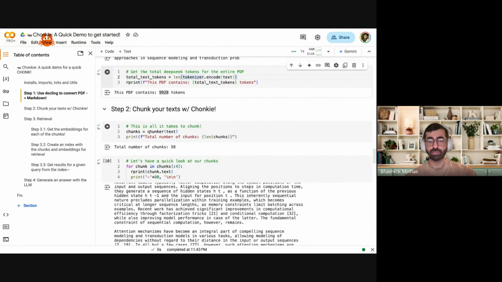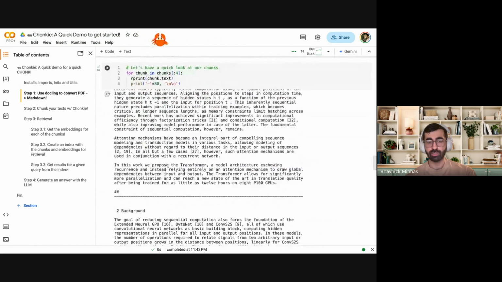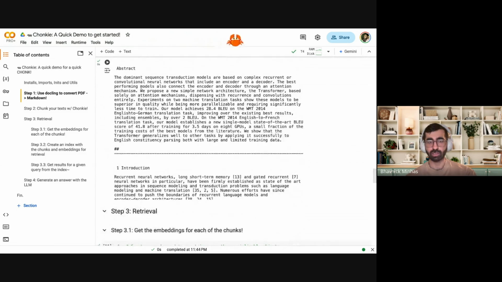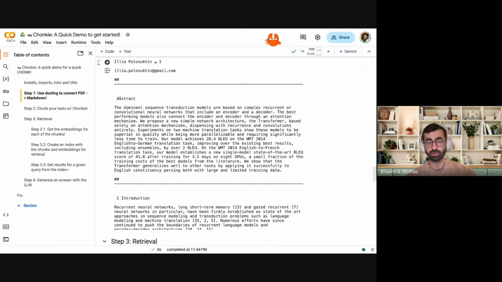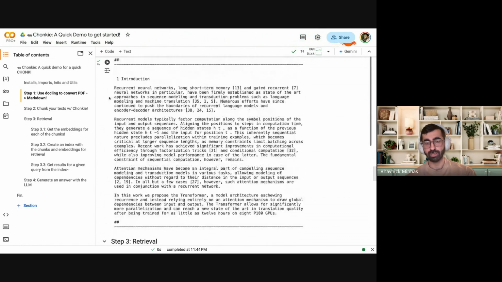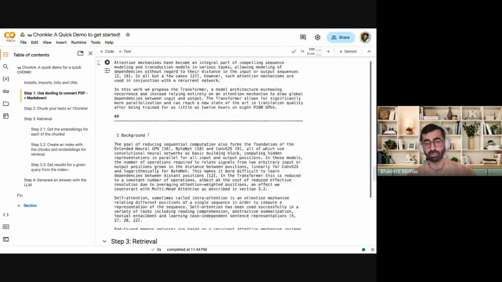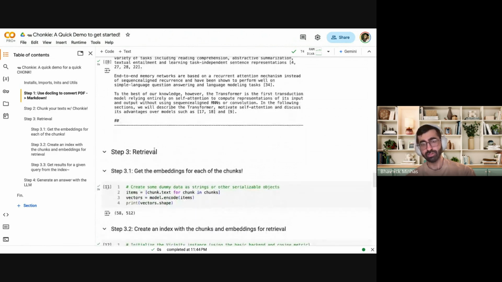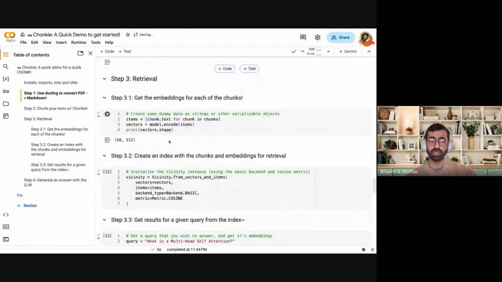So yeah, then we chunk the text with Chonkie. It's pretty instantaneous. There's about 58 chunks, and we can have a look at the chunks here. We see that the chunks are split at these demarcations. The abstract gets split separately. Then there's introduction as one chunk, background as another chunk, so on and so forth. So it's pretty decent quality chunks.